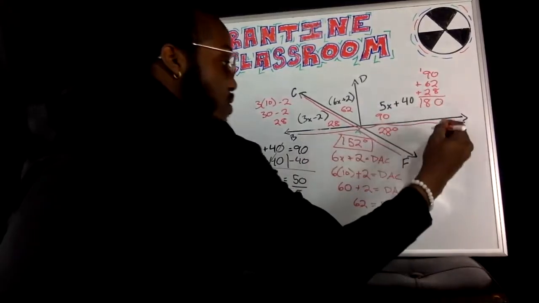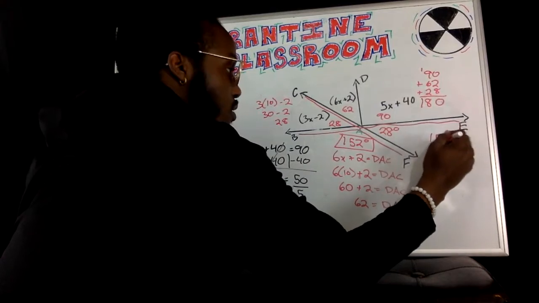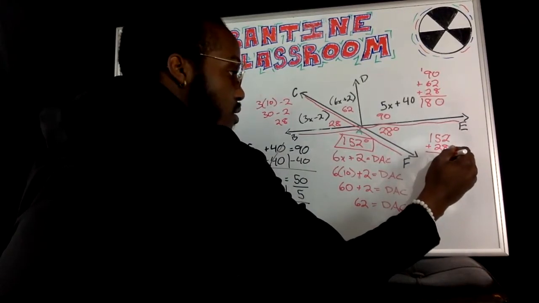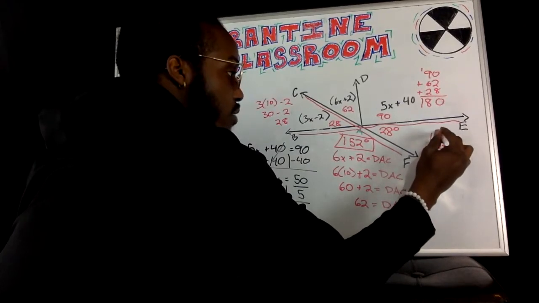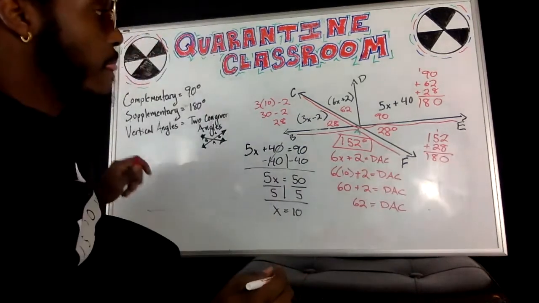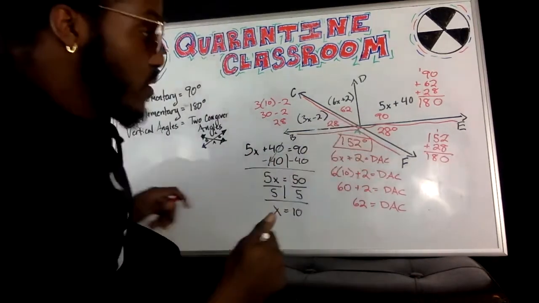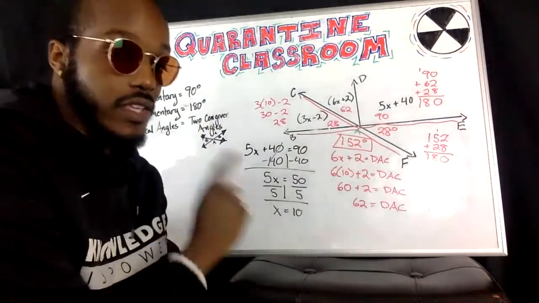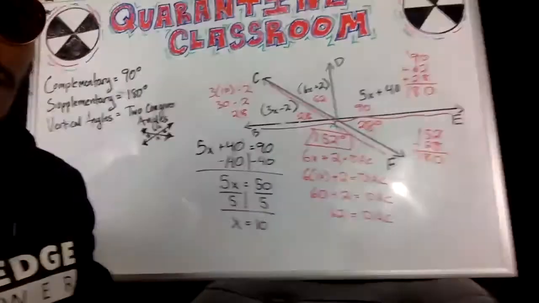So 152 plus 28 also gives me 180. 1 plus 5 is 6, plus 2 is 8. Bring down my 1. And if you add all of these together, it's 360. That's not something that we're going to talk about in depth, but this is the work. This is exactly what it should look like.